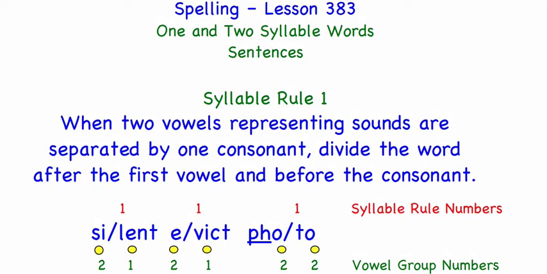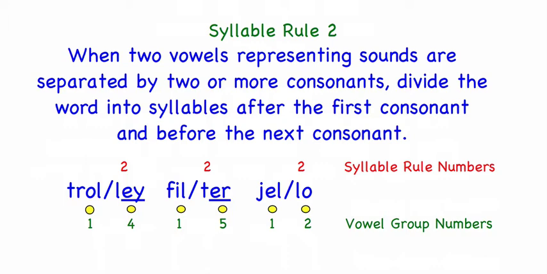And you can see from the marking of these words at the bottom that we put a slanted line to indicate division, and the red number above the word is the syllable rule number. And then the green numbers under the word are the vowel group numbers associated with each vowel sound in the word. Syllable Rule 2 says that when we have two vowels in a word and between those two vowels we have two or more consonants, we're going to divide the word into syllables after the first consonant and before the second consonant. And again, we have a slanted division line and we write the number 2 above the word to indicate Syllable Rule 2 is in effect.